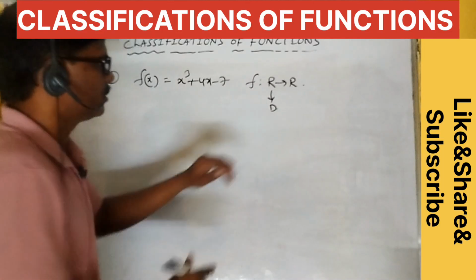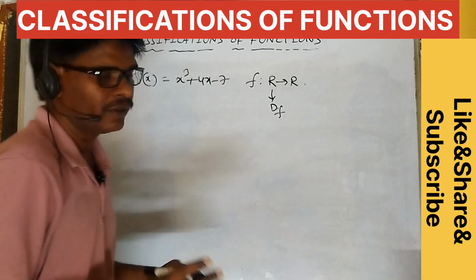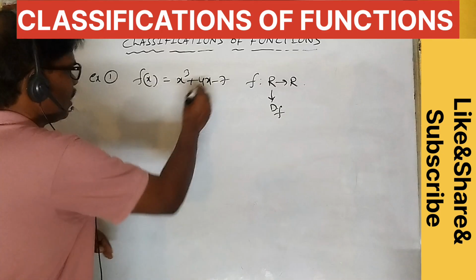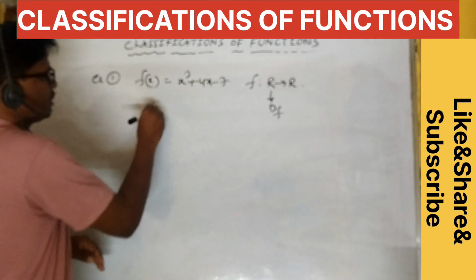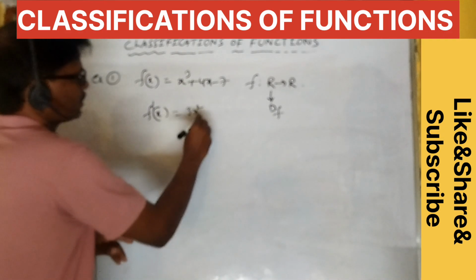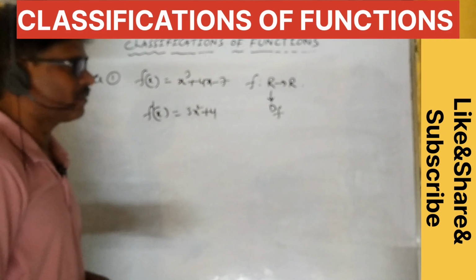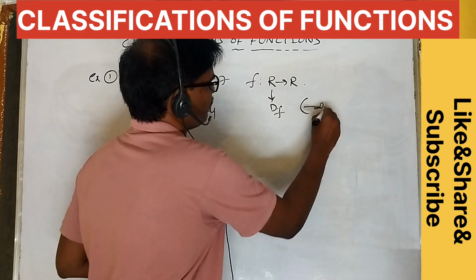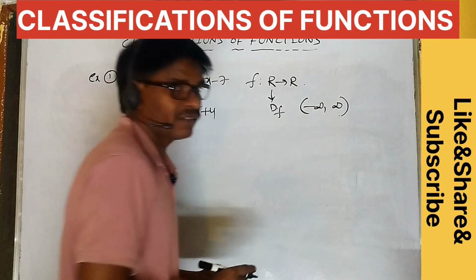Okay, R to R, this is the domain of f. Check whether this is a one-one function or not. What is the derivative of this one? f'(x) is equal to 3x² + 4. What is the domain? R. R means what are the values of R? Minus infinity to plus infinity.